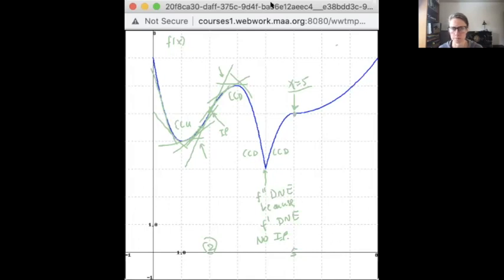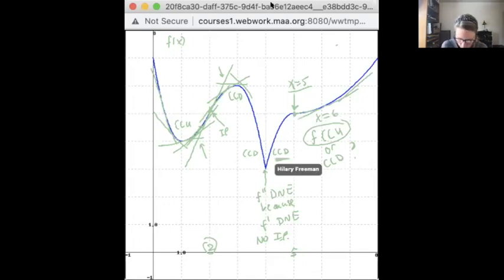Okay, and the way you want to ask about inflection is, does the concavity change on either side? So when x equals 6, is f concave up or concave down? Let me know, concave up, concave down. When x is 6, the tangent lines are underneath, right? So we're concave up. And that goes all the way until 5, right? We're concave up from 5 on out, and we're concave down before. So is there a change in concavity at 5?